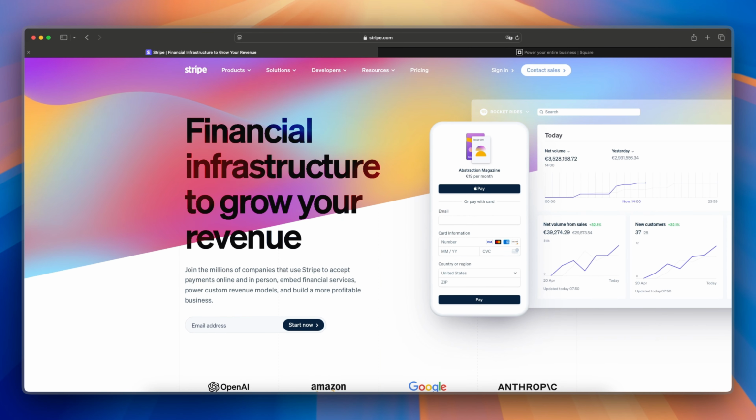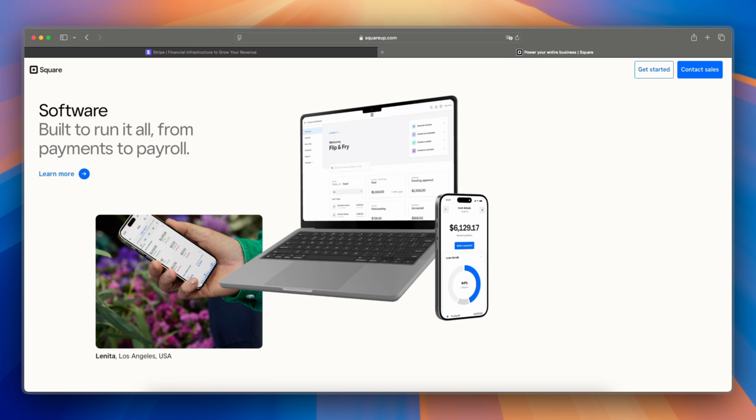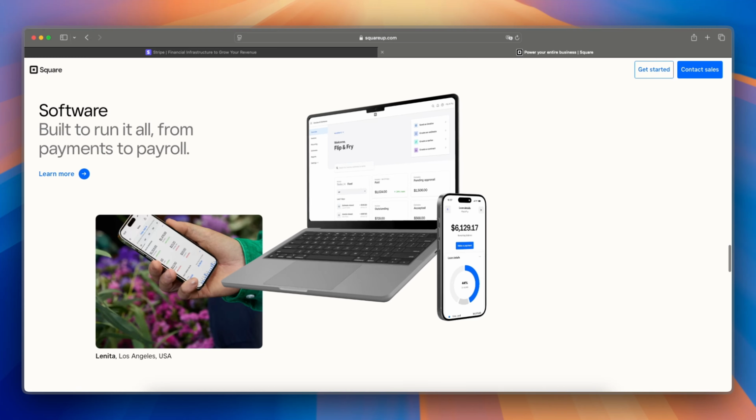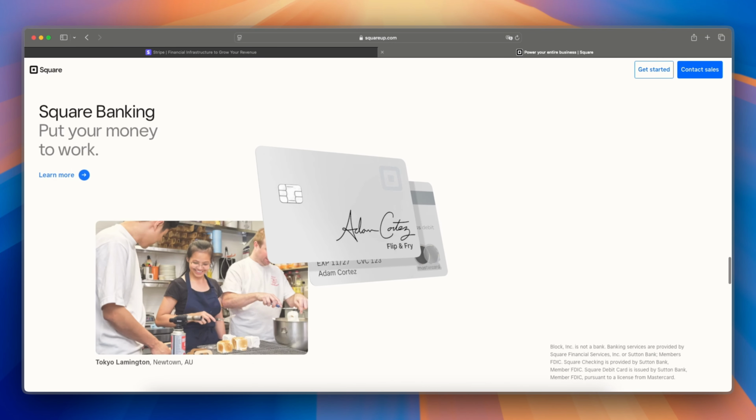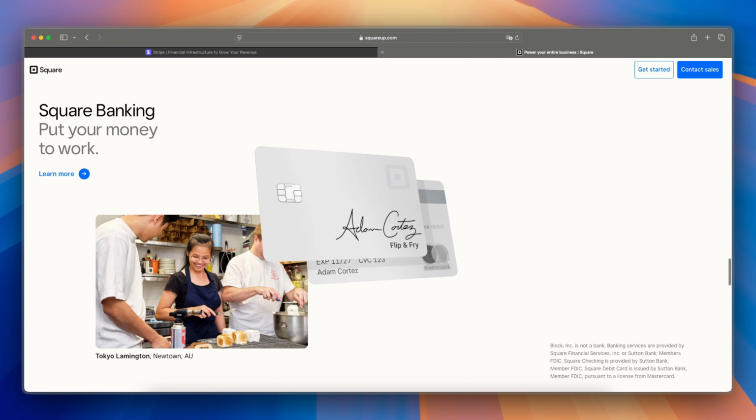And what about an overall view of best for? Well, I would say that Stripe is best for e-commerce businesses, SaaS platforms, and enterprises needing flexible online payment processing. And Square, on the other hand, is best for small businesses, restaurants, and brick-and-mortar stores looking for a simple POS system.